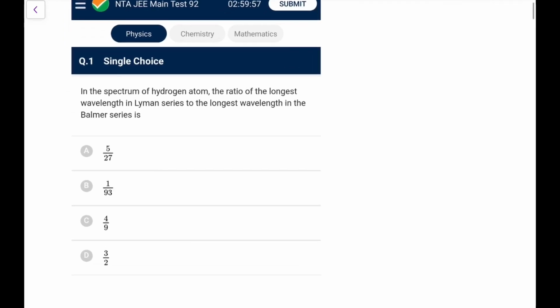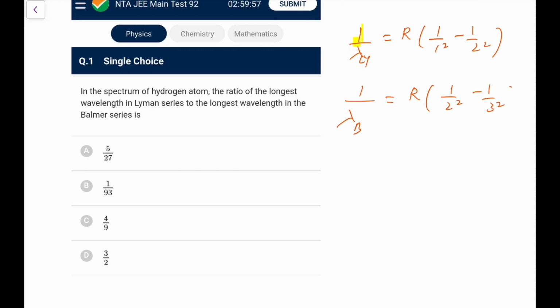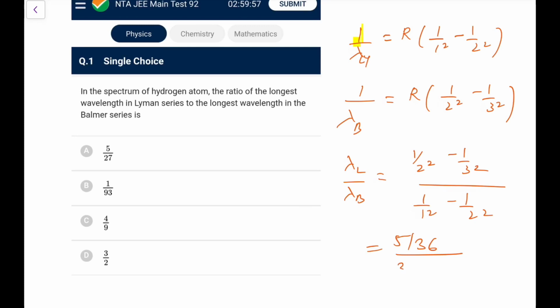In the spectrum of hydrogen atom, the ratio of the longest wavelength in Lyman to the longest wavelength in the Balmer series is going to be. So 1 upon lambda Lyman maximum would be R times 1 by 1 square minus 1 by 2 square. Similarly for Balmer you have R times 1 by 2 square minus 1 by 3 square. If you take lambda Lyman upon lambda Balmer, it is 1 by 2 square minus 1 by 3 square upon 1 by 1 square minus 1 by 2 square, which comes out as 5 by 36 divided by 3 by 4, that is 20 by 108, which is 5 by 27. So A is the answer.